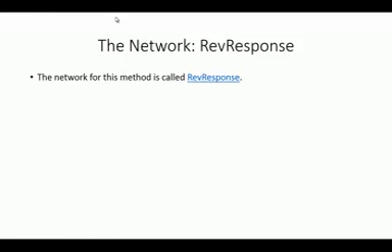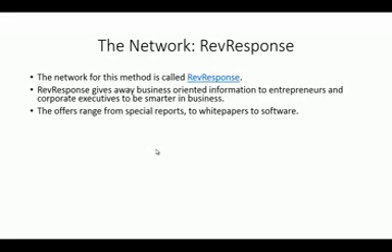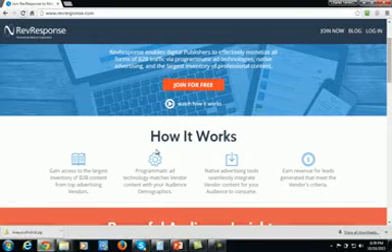In this video, we're going to be talking about the actual network for the method, and it's going to be called Rev Response. And Rev Response basically gives away business-oriented information to entrepreneurs and corporate executives for them to be better business people and smarter in their business or in their niche. Now, the offers that Rev Response makes available range between special reports to white papers and to software. And so basically, the company calls itself a B2B traffic network.